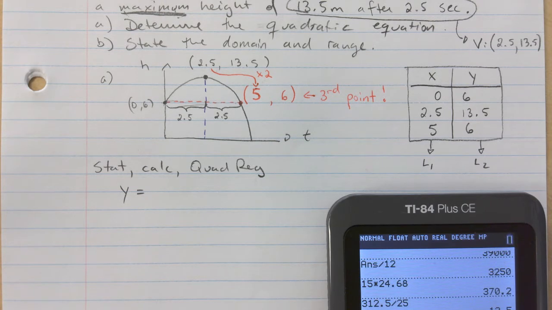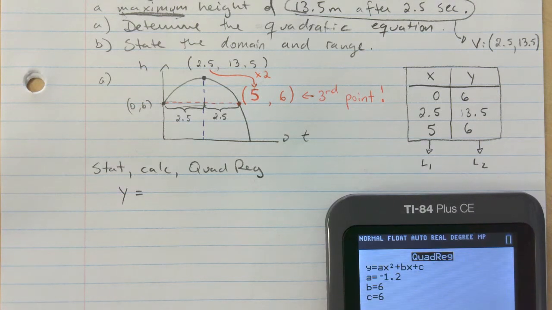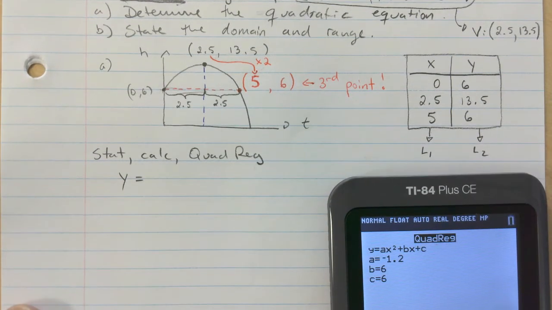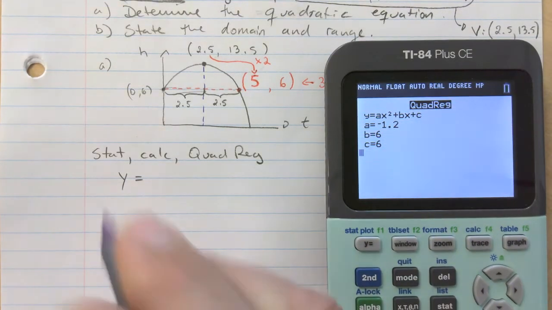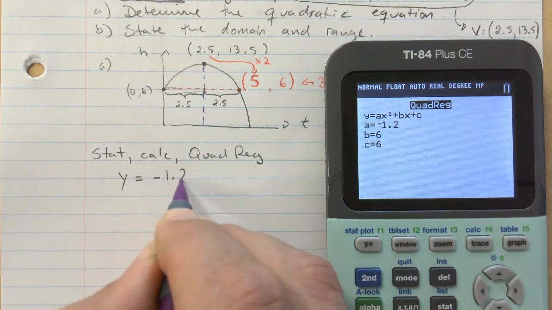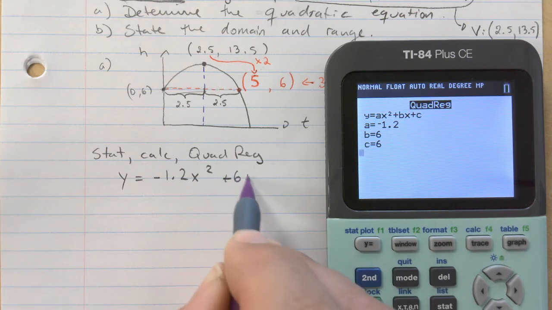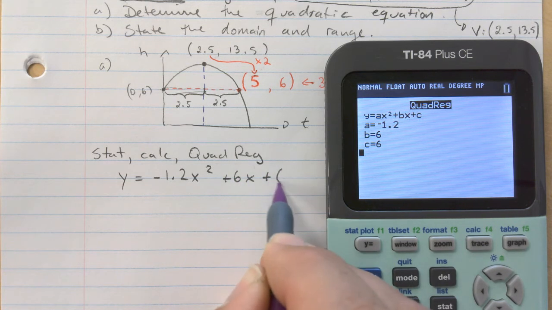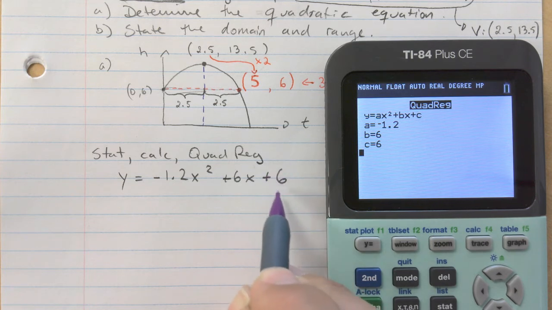Stat calc 5, comma 1. And there it is. I'll just show you that. It's negative 1.2x squared. Don't forget that. Plus 6x. This one at the end here, I'm pretty sure you would have expected that.